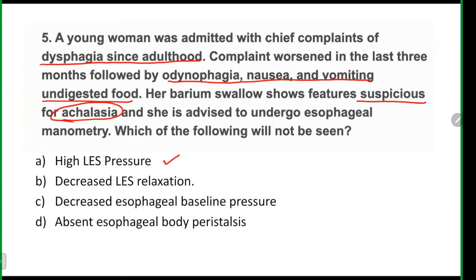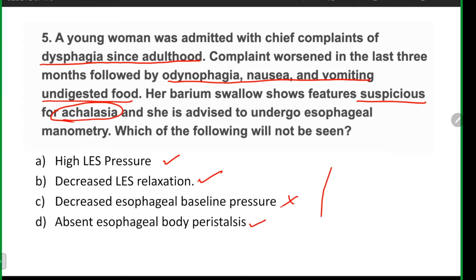Then only you call it achalasia. Decreased LES relaxation, yes, there will be decreased LES relaxation. Decreased esophageal baseline pressure? If there is a decrease in the esophageal baseline pressure, then why is there an obstruction or why is there esophageal constriction of the sphincters? Then this is not the answer. And absent esophageal body peristalsis, yes, of course. So the answer is going to be, again, as you all told, C. Okay, C is the answer for this question.